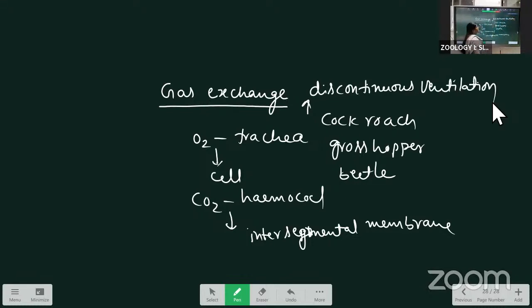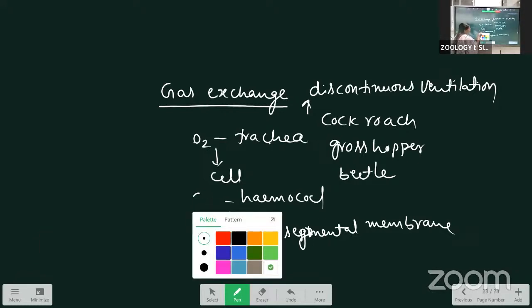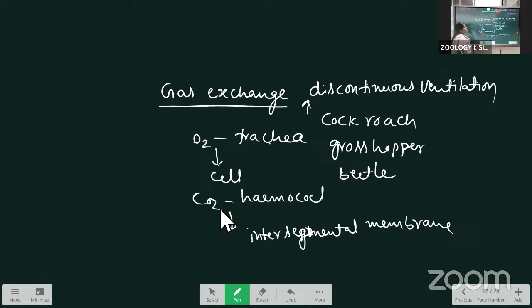What does discontinuous ventilation mean? Oxygen is obtained easily through the trachea, and the cells get it, but the carbon dioxide is different. Depending upon the pressure, they can eliminate it outside through the intersegmental membrane, or at a time, not regularly or continuously. At a time, all the abdominal spiracles open like a burst and release it. That's why we call it discontinuous ventilation. Clear? This is about the gas exchange in the cockroach.